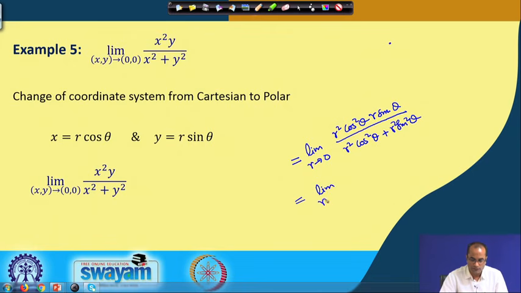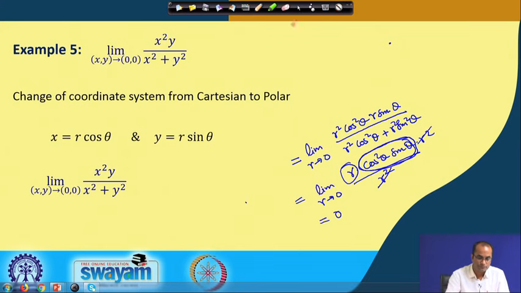So, we have the limit as r goes to 0. The r square will get cancelled, and then we have cos square theta and sin theta, divided by r square, which is already cancelled. So, independent of theta, we are not fixing theta here, because whatever the value of theta is, we have a finite number here, and then as r goes to 0, this will become 0. So, in this case this limit is 0.